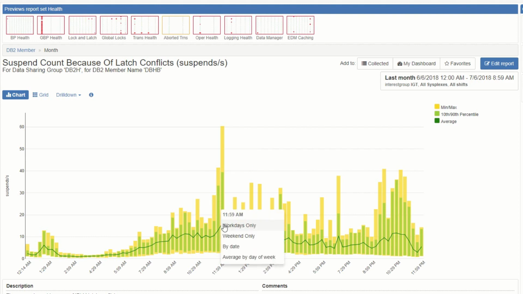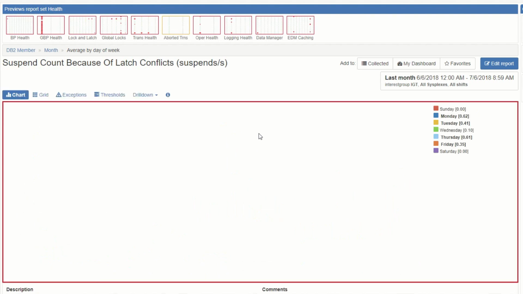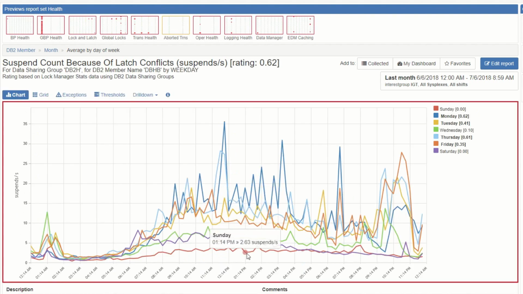And we can also drill further into this and see if it's got a unique profile by day of week. We see that the weekend days are a little bit lower, and then the weekday days perhaps have relatively similar profiles. So after investigating any of these exceptions, if you determine that that value is okay in your environment, the thresholds can be adjusted to eliminate future exceptions on the dashboards.